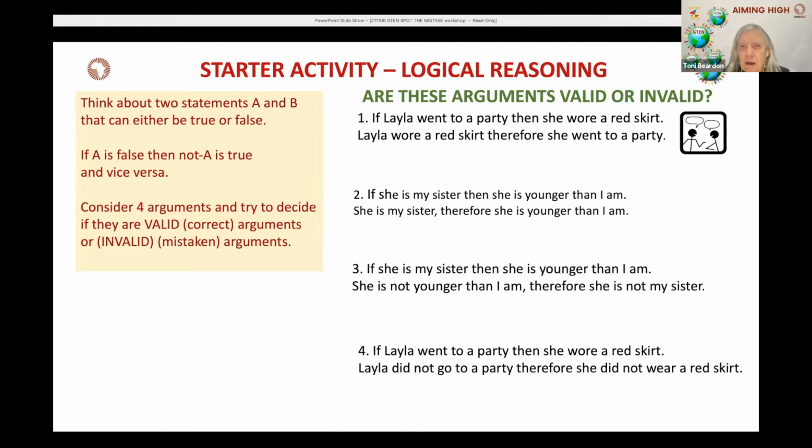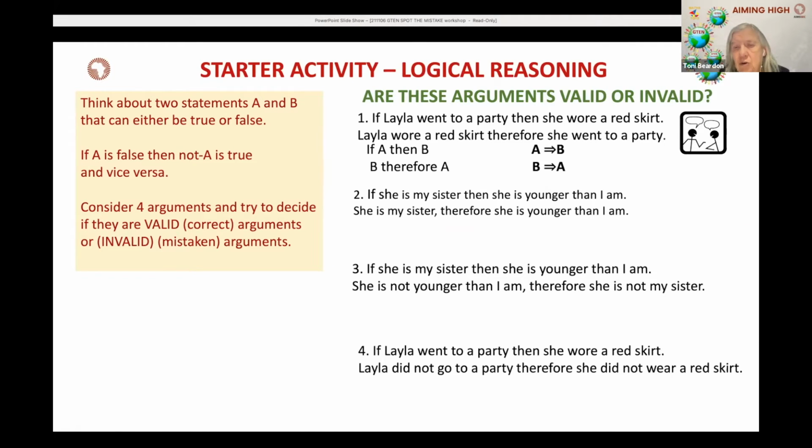Now, the first one is, if Layla went to a party, then she wore a red skirt. Now that we take to be true. If she went to a party, then she wore a red skirt. Now, does it necessarily follow that Layla wore a red skirt, therefore she went to a party?